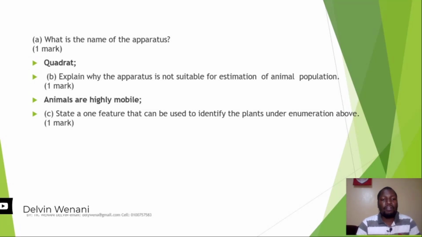Now state one feature that can be used to identify plants under enumeration above. Any feature. This we can look at flowers.